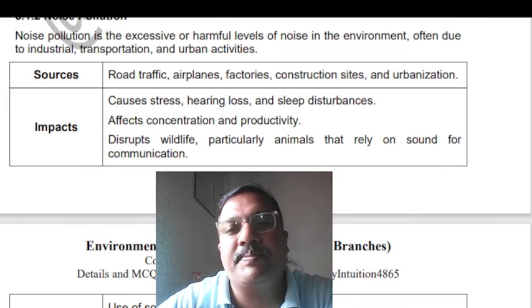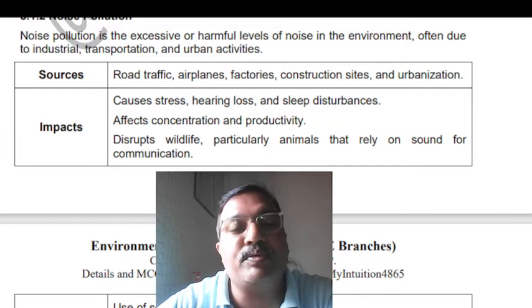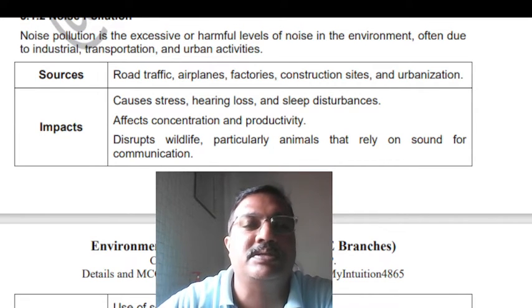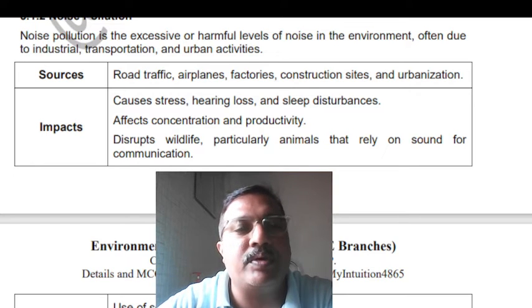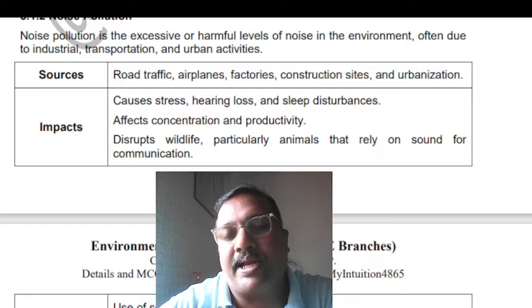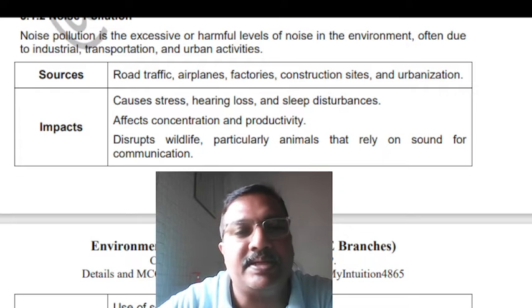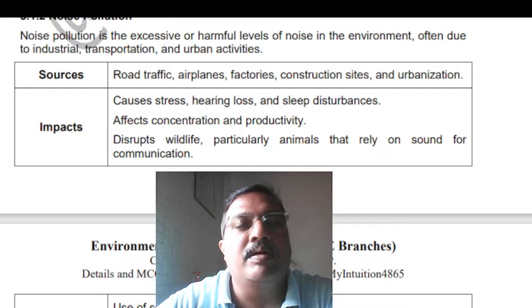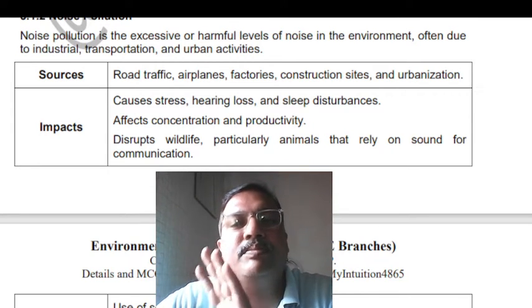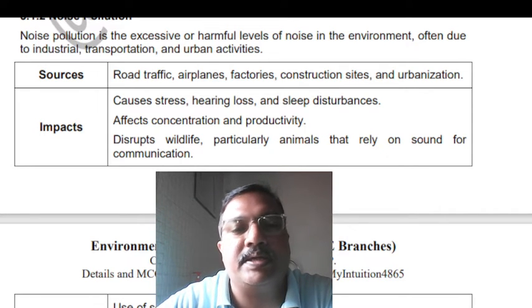Then noise pollution. Noise pollution happens when there is too much noise in the environment, and this noisy atmosphere becomes harmful for humans, animals, and as well as for the surroundings. This is often caused by activities like transportation, construction works, and urbanization. So let's see more about the sources, impact, and ways to control noise pollution.